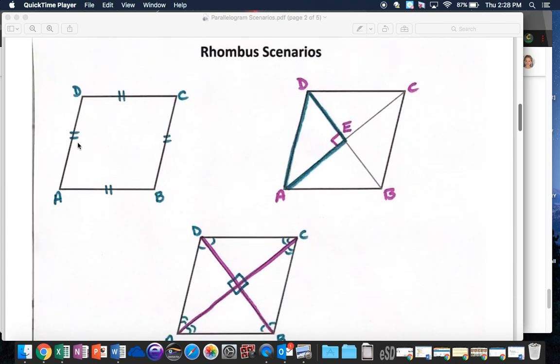Rhombus. Defining characteristic of a rhombus: all sides are congruent. So if they give you any two sides, adjacent or opposite, it doesn't matter, you would set those algebraic expressions equal. Piece of cake.